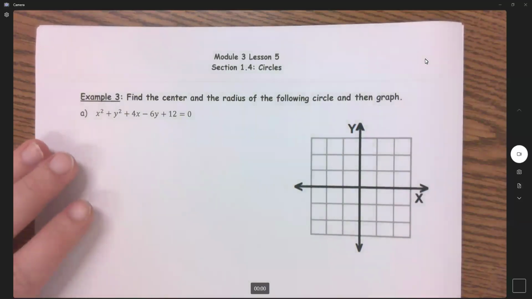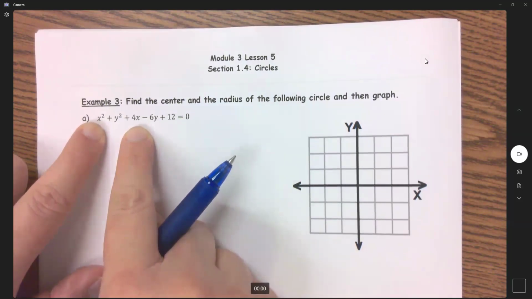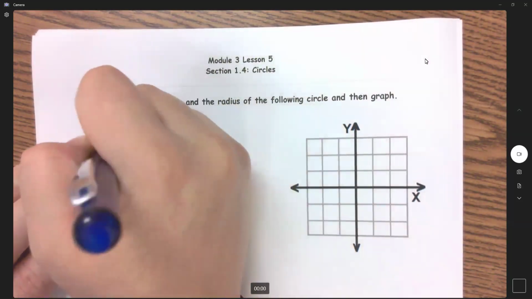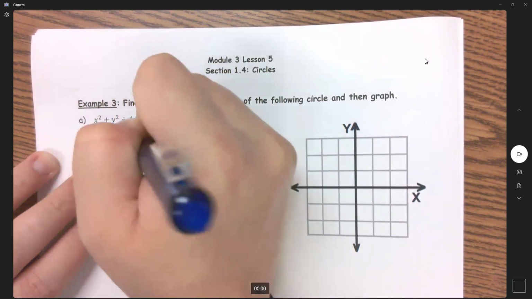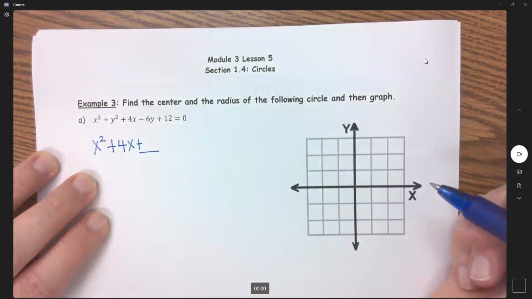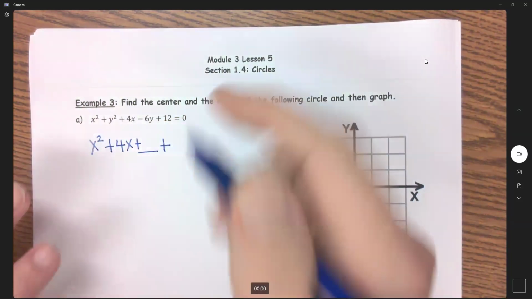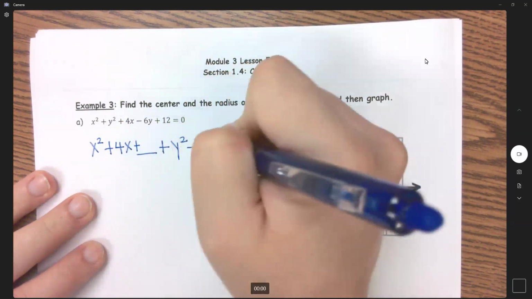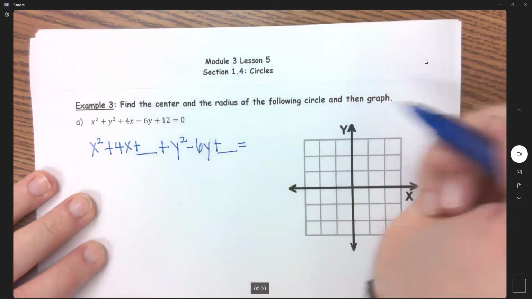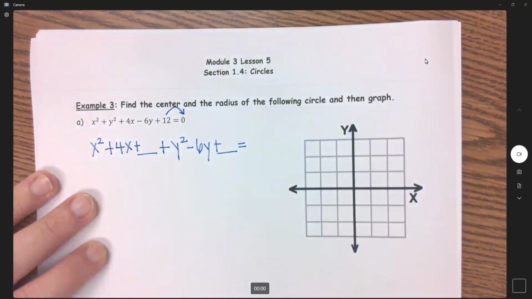So what I want to do is I want to get my x's together. So I have x squared plus 4x, and then I'm going to leave some room, plus put your y's together, plus y squared minus 6y, leave some room, and this equals, I'm going to move that 12 over by subtracting it over.